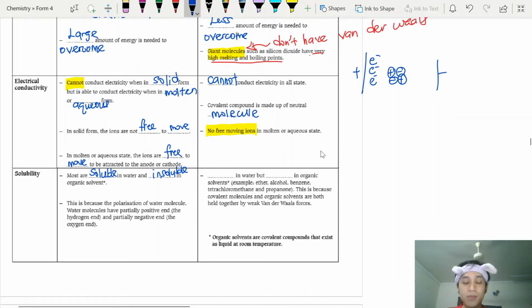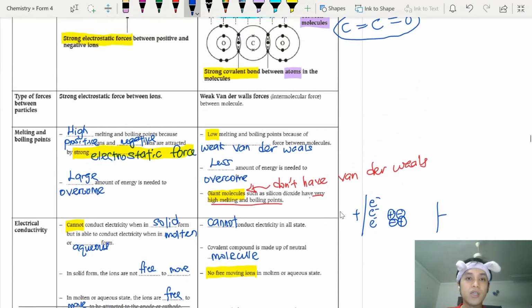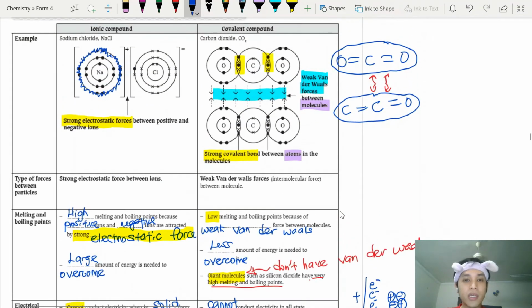So in terms of solubility, your covalent compound is the opposite of your ionic. They are not soluble in water, but soluble in organic solvents, like your alcohol. And then later on you're going to learn more organic solvents. So that is the differences in terms of the physical properties of ionic compounds and also covalent compounds.